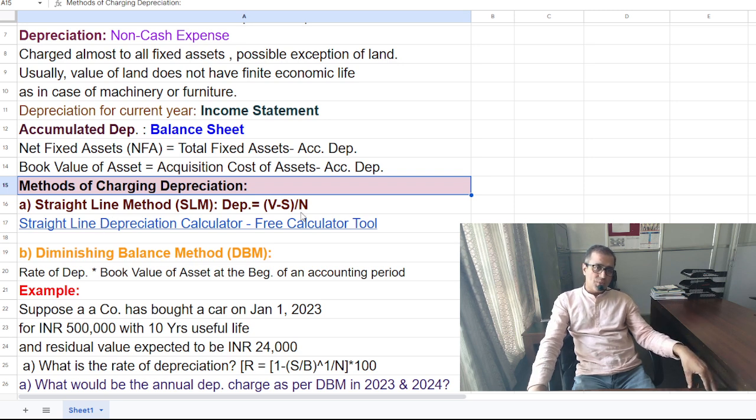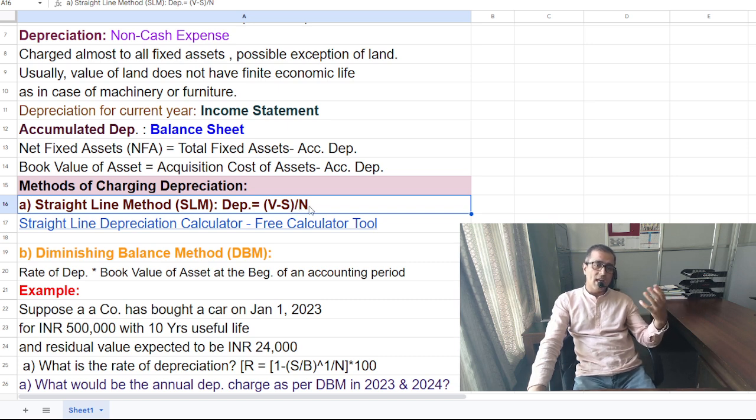Under a straight line approach, friends, this is simply V minus S by N. V is your acquisition cost, S is the scrap value or residual value, N is the useful life of the machine. Okay. Now V minus S is called depreciable asset value. Now annually, what would be the amount of depreciation? Then you would be using this equation.